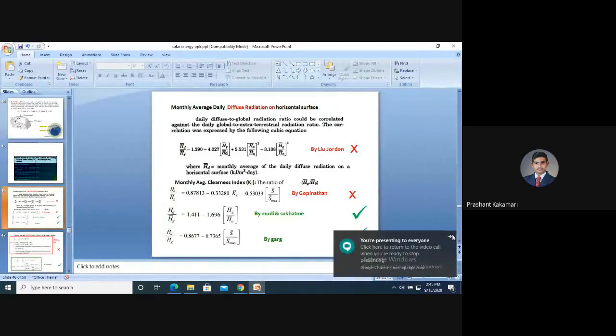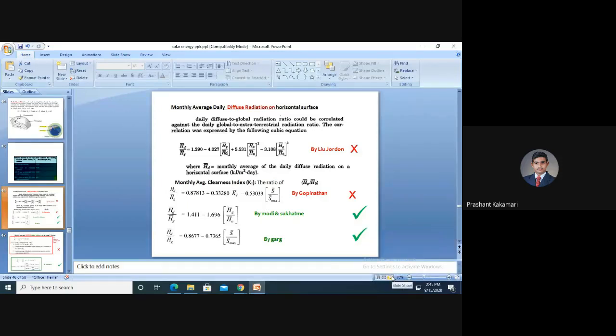So coming to the next part. Now we have covered the monthly average daily global radiation, the HG bar equations, in the earlier class. Now we have completed the monthly average daily diffuse radiation. Both are on horizontal surfaces. We have not yet considered any tilt angle beta or slope. Now, for the next part, you can just observe.